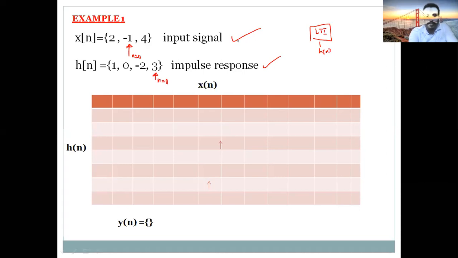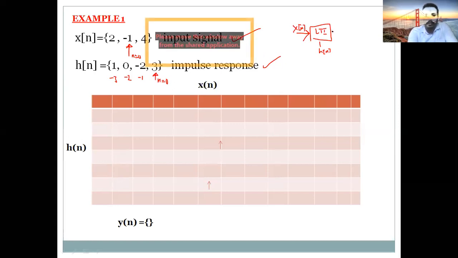h of n is 1, 0, minus 2, 3. 2 is at n is equal to minus 1. This is n is equal to minus 2. The sample is 0. n is equal to minus 3. The impulse response is 1. So now we apply input. We apply input signal x of n here. As input x of n is applied, you can apply any input signal for this system. So we are asked to determine the output y of n.